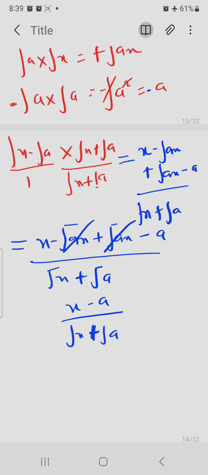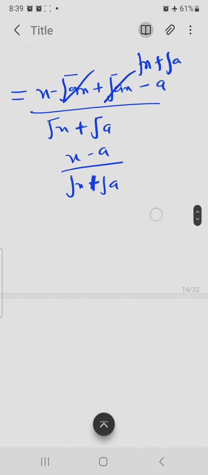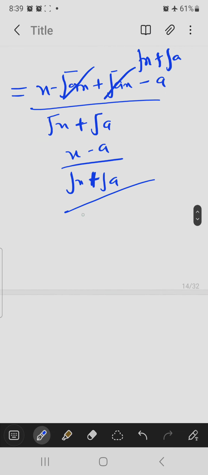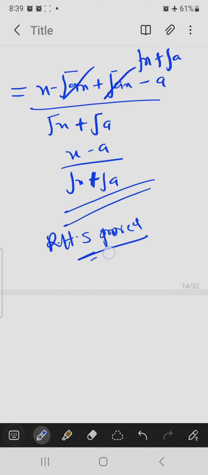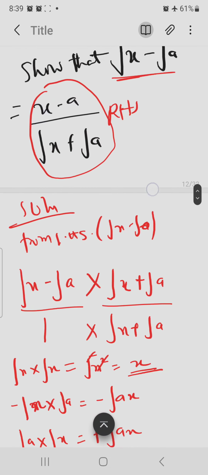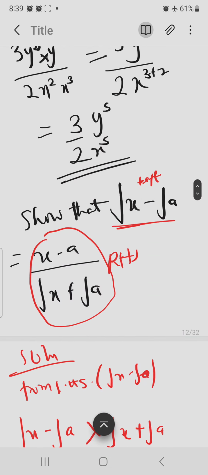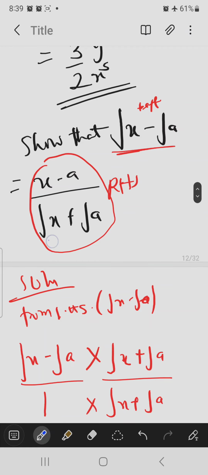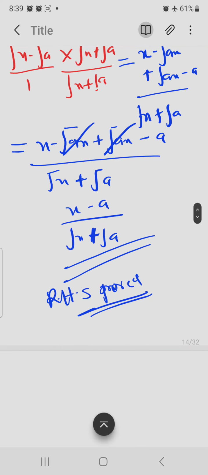So I think this right hand side is proved like that. It's my RHS, right hand side, proved. It must make sense here. This is the right hand side: x minus a over root x plus root a. And that's the answer. And I hope you understand this.